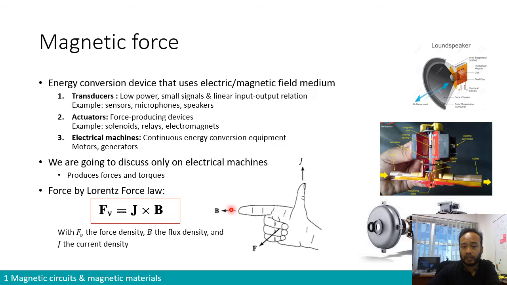So what does vectorial product mean? If you have two vectors and you take the vectorial product of them, you get another vector. You don't get a scalar product, you get a vector product. The resulting vector has a direction perpendicular to B and J, the magnetic field and the current, and its amplitude equals J multiplied by B multiplied by the sine of the angle between J and B, the current and the magnetic field.